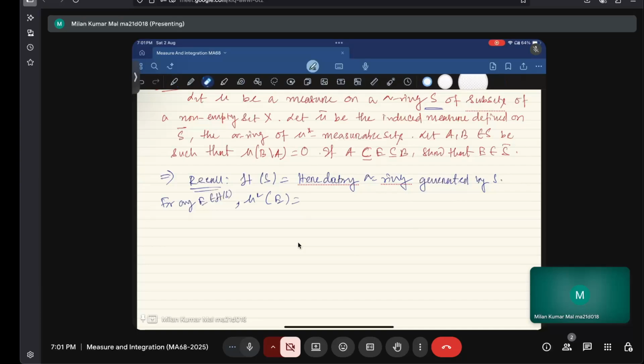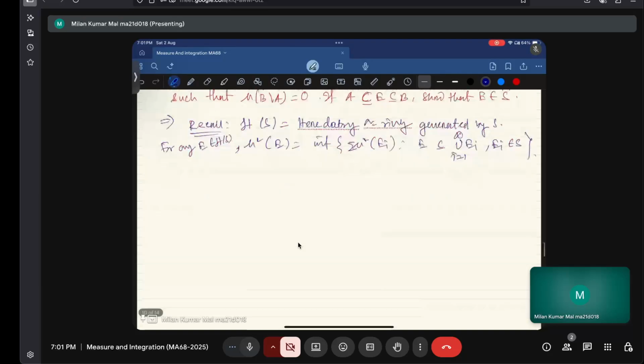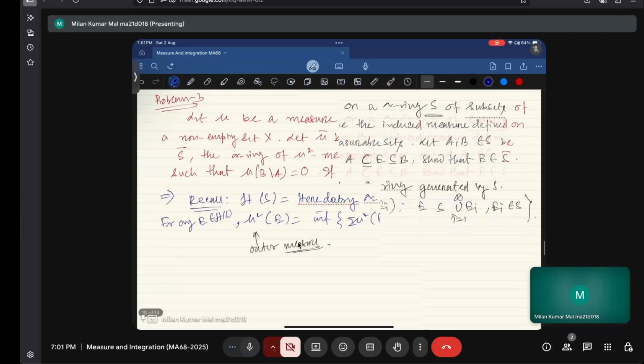Now mu star of E is equal to the infimum of the summation of mu star of E_i, such that E is covered by the union of E_i, where the union is over i equals 1 to infinity, with E_i coming from the sigma ring S. So this is mu star, that is the outer measure.